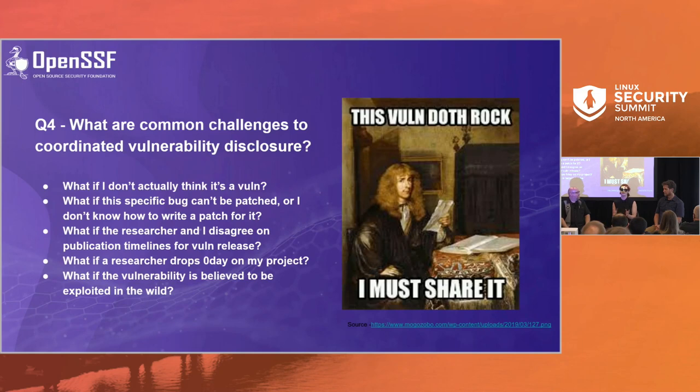Just saying we can't move that fast is not sufficient. But if it's something like, we're working on this patch and we're going to miss this deadline because we don't think this fully mitigates the issue, a lot of researchers are sympathetic to that and happy to work with you and extend it because you're actively trying to fix this.